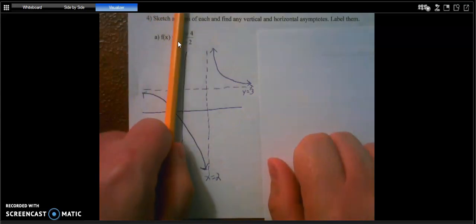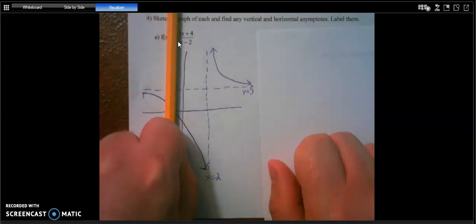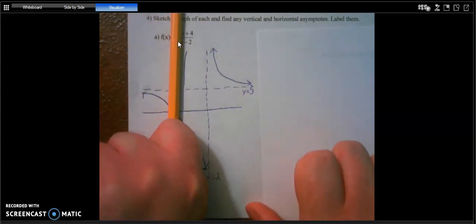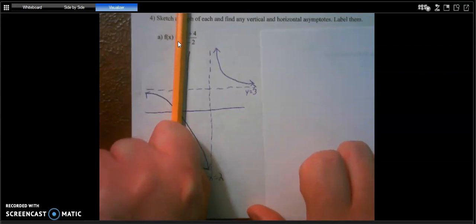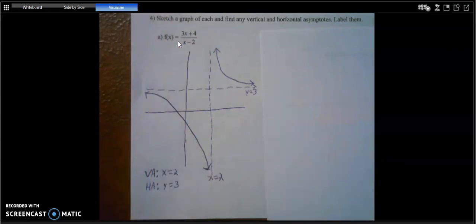And we can also find x and y intercepts. For the x-intercept, you set the numerator equal to 0. So you get -4/3. If you look at the y-intercept, you put 0 in for x. So if you cover the 3x and x, you have +4 over -2. And that gives you -2. So the y-intercept here is at (0, -2).